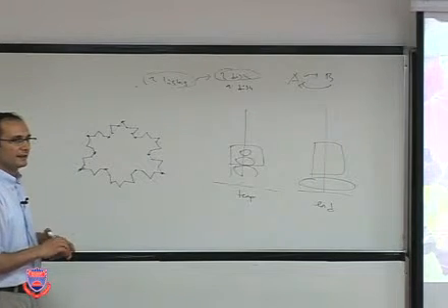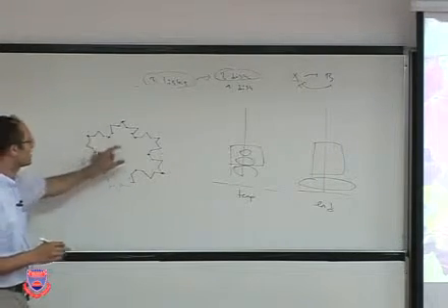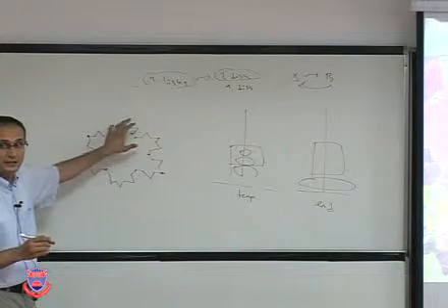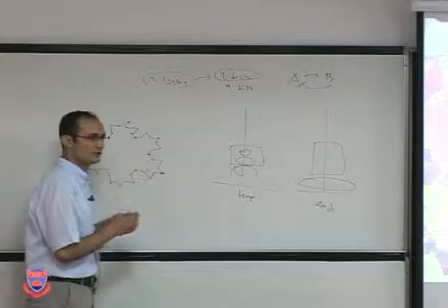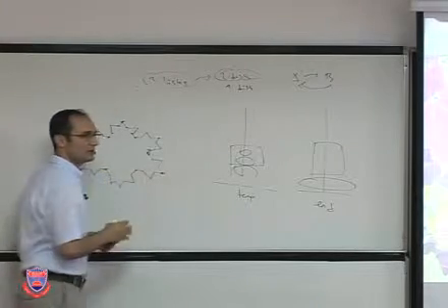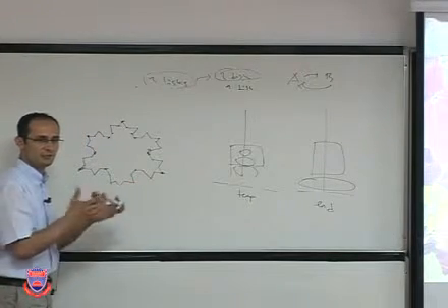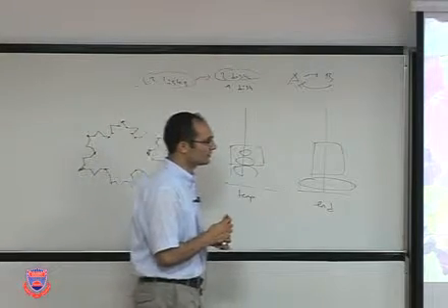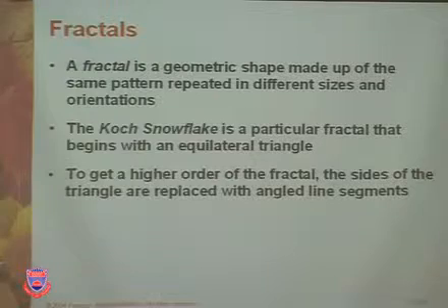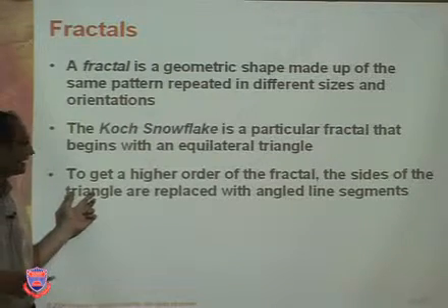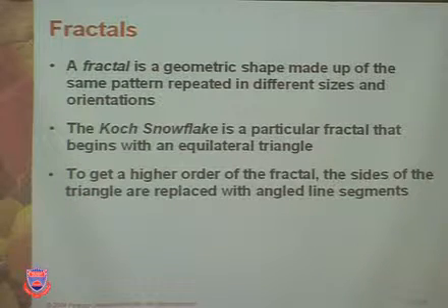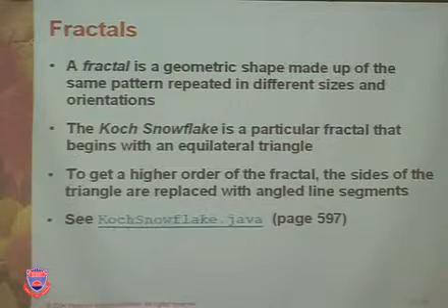But if you go until a certain pixel or size, you need to stop somewhere, right? You need to stop it at a point. If you go below a certain size, you will stop it, and otherwise it will continue in a recursive fashion, which creates a snowflake type of image on your screen in your implementation. So if you would like to get a higher order of the fractal, you'll get each edge of the triangle replaced with an angled line segment, as I showed here. KochSnowflake.java. So let me show you that.